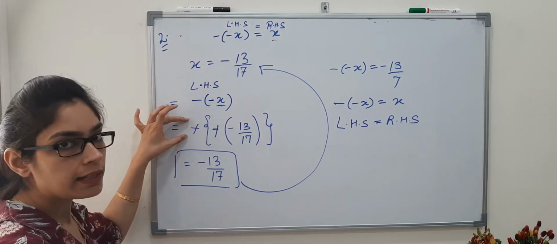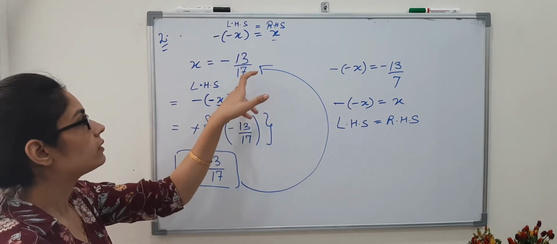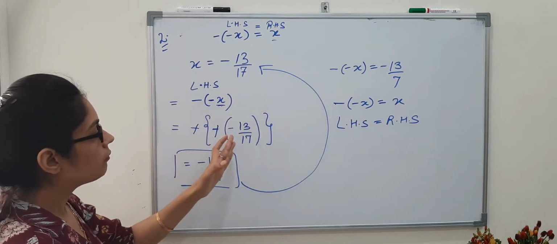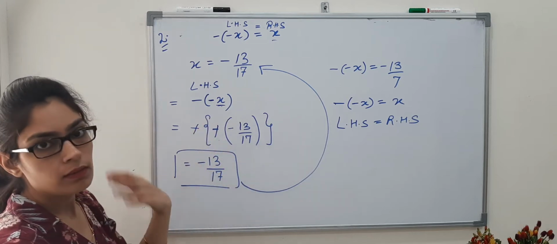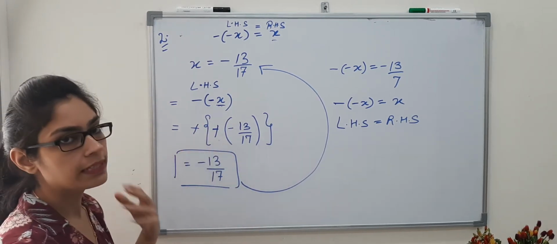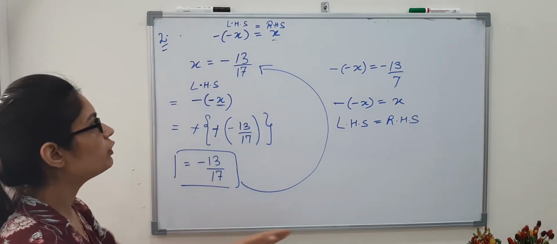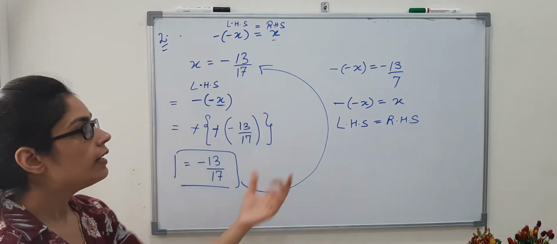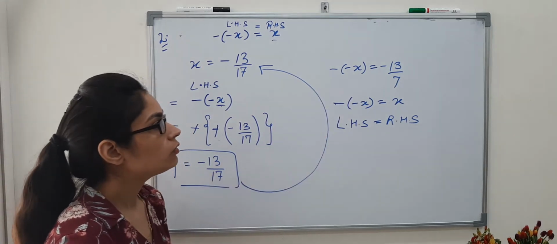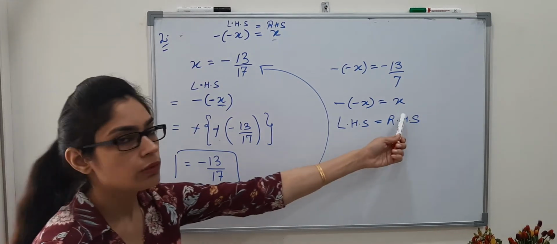Write the minus sign as it is. Again write this minus sign as it is. Now write the value of x, which is minus 13 by 17. Now put one more bracket to reduce further confusion. The two minus signs will get cancelled. So I am left with minus 13 by 17, which is equal to the value of x. Hence I proved minus of minus x is equal to minus 13 by 17, which is equal to x.